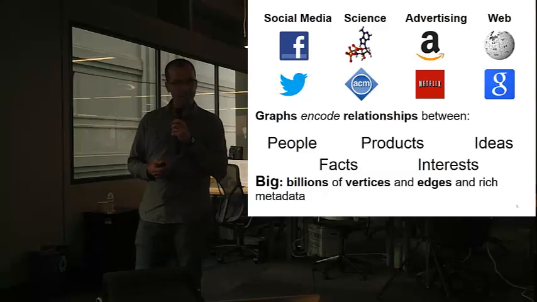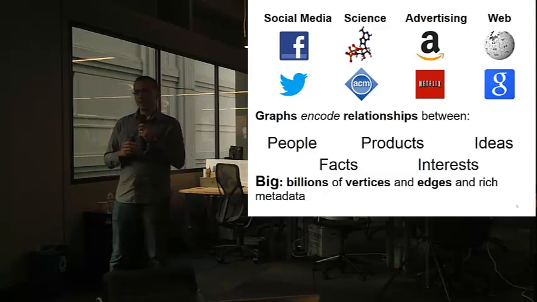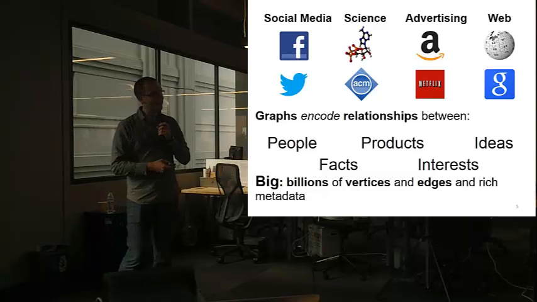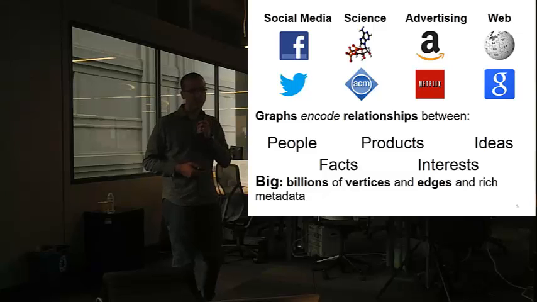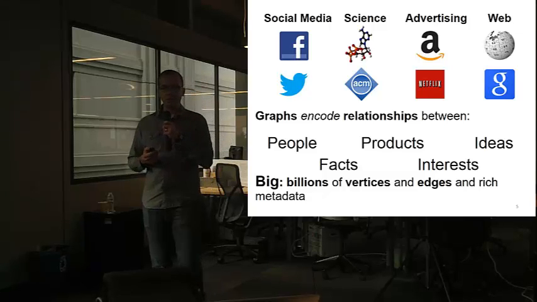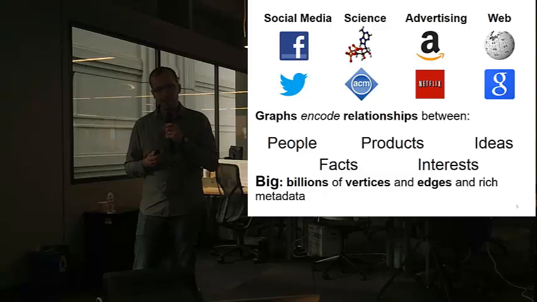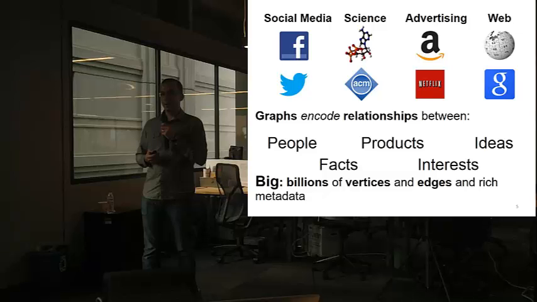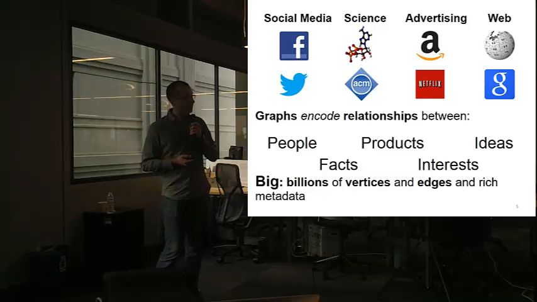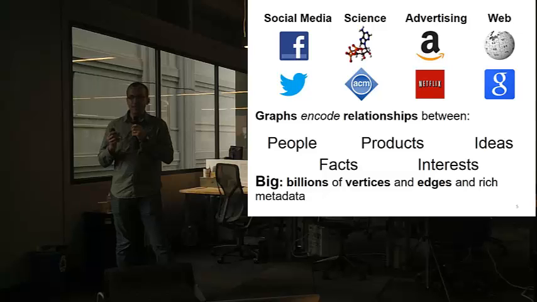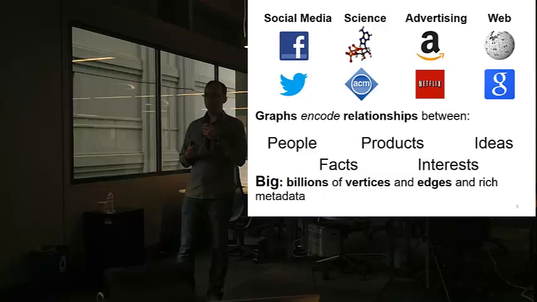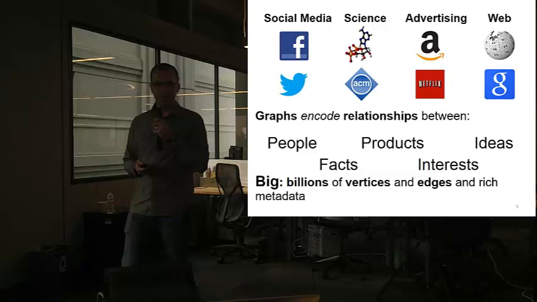Big graphs are exciting because they let us understand or squash the noise in our data. And we have lots of them. We have big graphs from social media to science, advertising, and the web. These graphs essentially encode the relationships between people, facts, products, interests, and ideas. The kinds of graphs that we want to think about in an analytics case are on the order of billions of vertices and edges. And in most cases, there's lots of rich metadata. So these aren't just graph structures, but they're annotated relationships between people and products, interests, ideas.